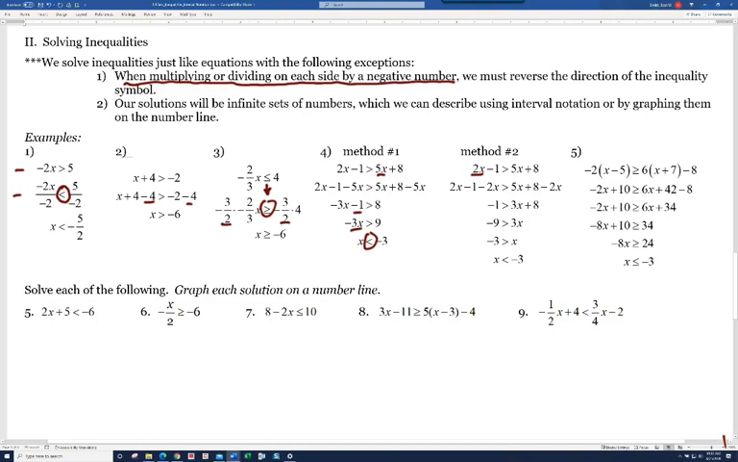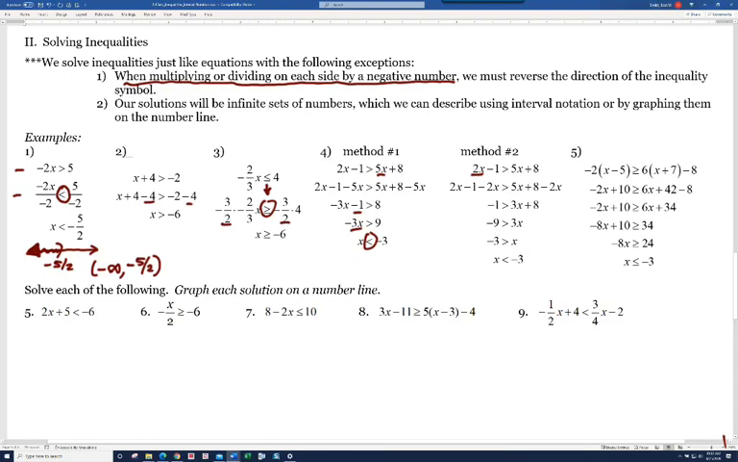So hopefully you stopped the video and you got your answers. Let's see how you did. On number 1, x is less than -5/2. The graph would look like that. And going from left to right, you have -infinity to -5/2. And that is a parenthesis there because it's not less than or equal, it's just less than. So it's the numbers less than -5/2.